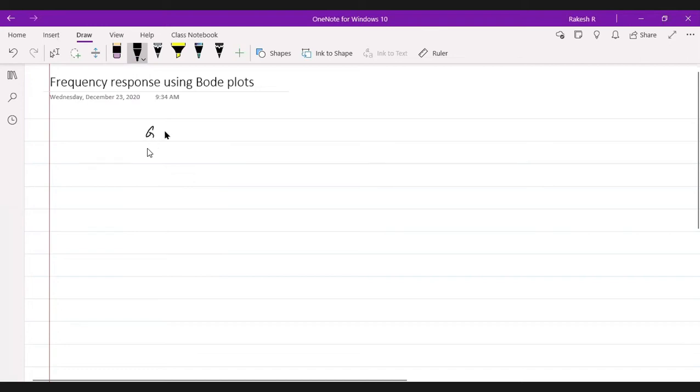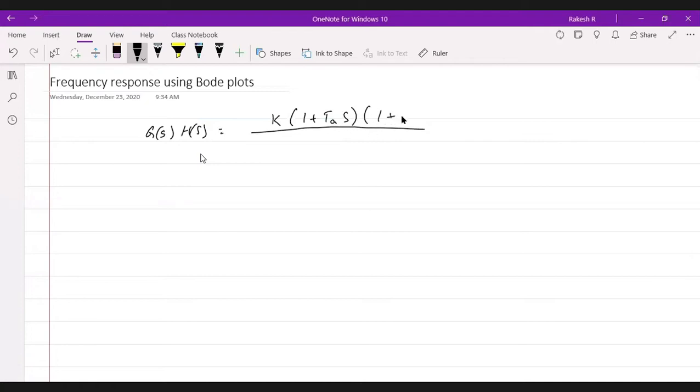Equation, that is g of s into h of s will be some equation. Let us say I'll be writing that equation as k into 1 plus tas into 1 plus tbs, etc. And here I'll be writing as s power p into 1 plus t1s into 1 plus t2s, etc. So we have the closed loop system as given by this.